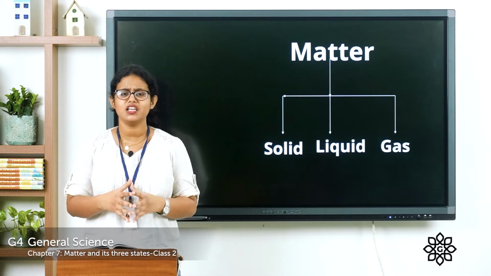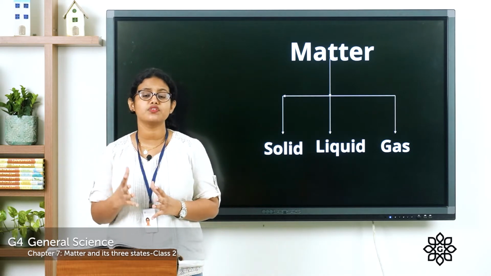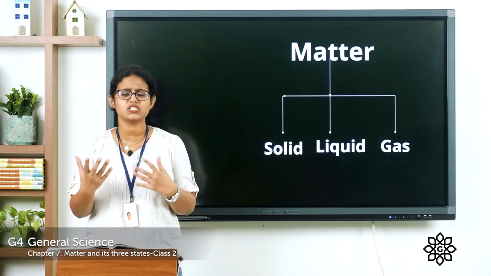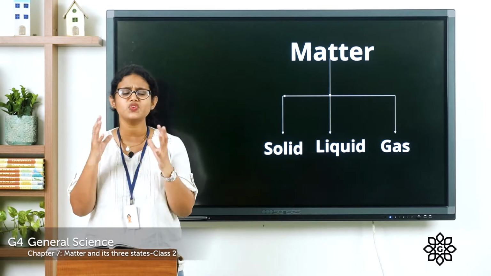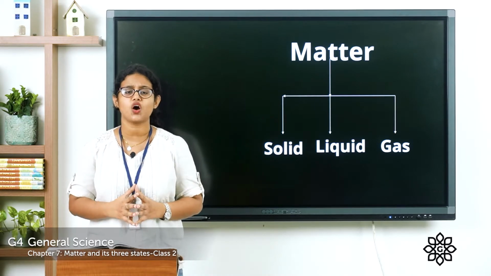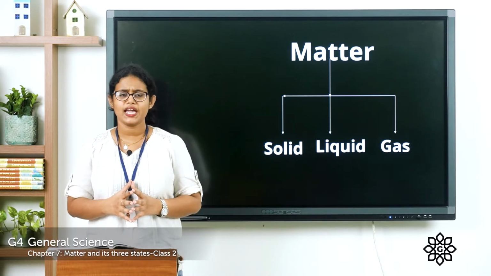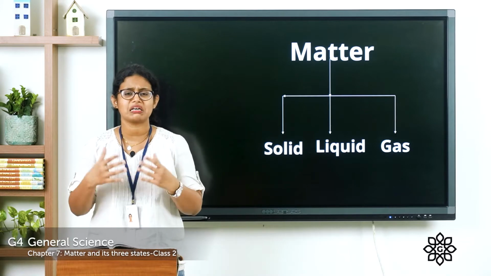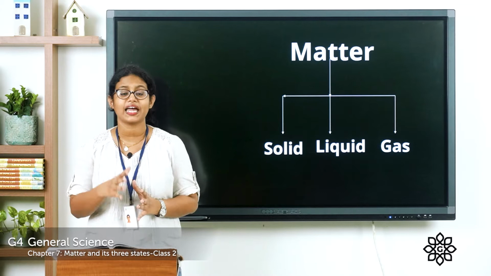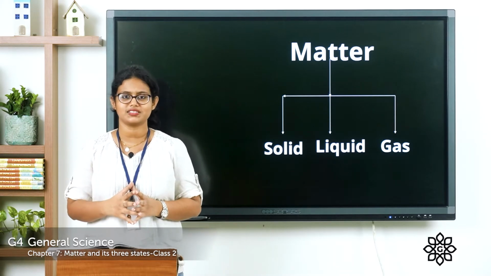So we can see a large amount of water in the form of snow and ice. If you have seen a mountain peak, it is fully covered with ice, and that is the solid state of water. And what about oceans, rivers, lakes? They are filled with water, and that is in liquid state.